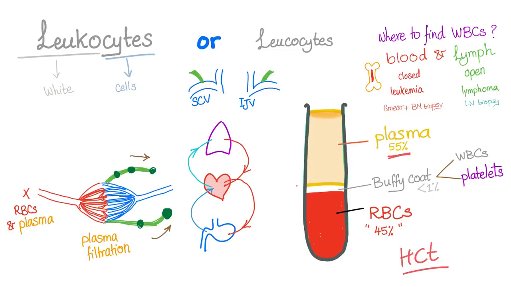Now there is a very tiny layer, less than 1%, called the buffy coat. It contains both the white blood cells and the platelets. That's why we call them white blood cells, because they appear white. Now sometimes this layer appears green. Why? What are the most numerous white blood cells? The neutrophils. What do they have in them? The myeloperoxidase enzyme. That's why they're green. Okay.